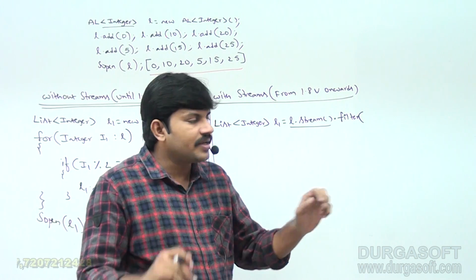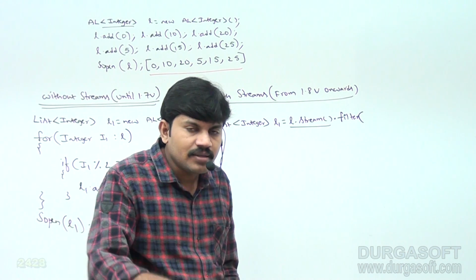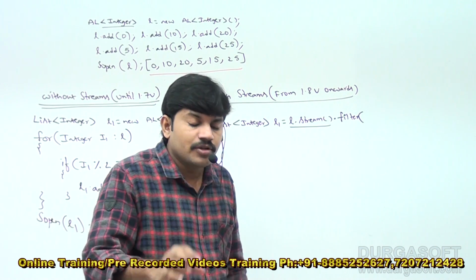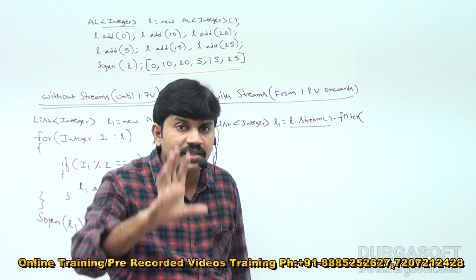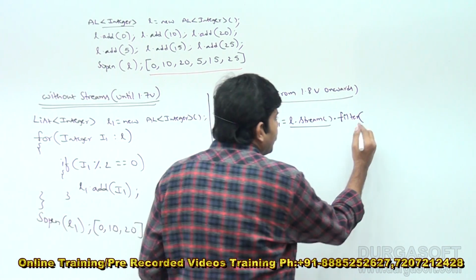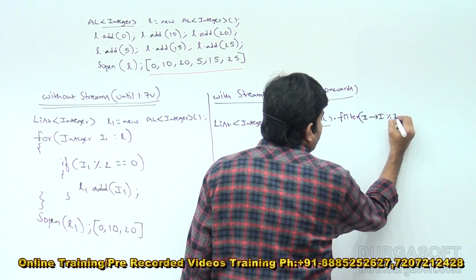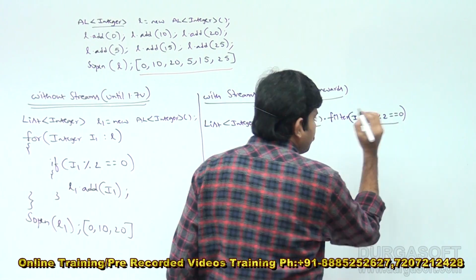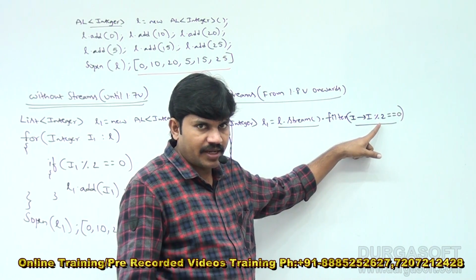First get the basic idea. The filter method works based on some boolean condition. What is that boolean condition? Whether the number is even or not. If I take i, then what condition do we have to check? i % 2 == 0 or not. This is the boolean condition I have to check, sir.